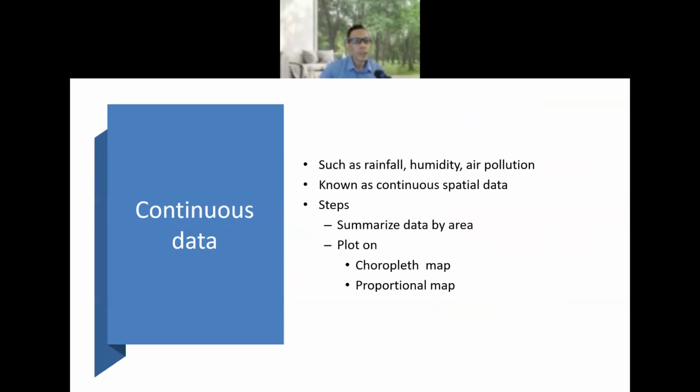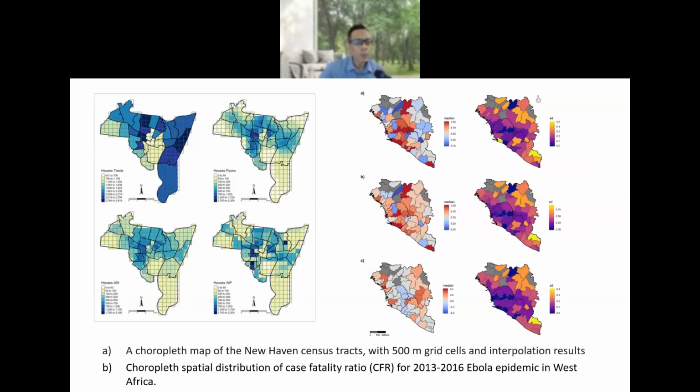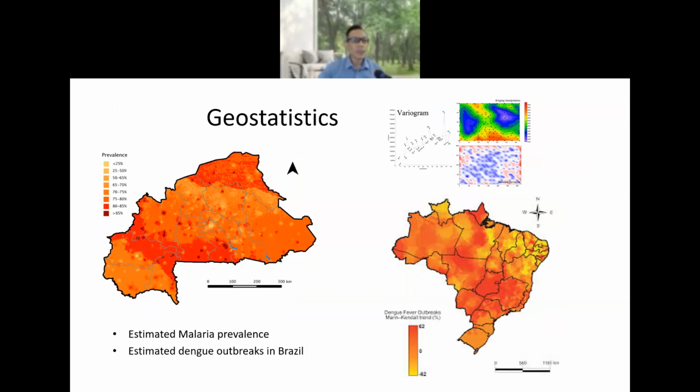Okay, this is not a continuous map. This one is a continuous map. This one is basically, again, a choropleth map. Right. So this is an example of a continuous map or raster map. This is estimated malaria prevalence. Malaria prevalence. Okay. Malaria prevalence. Estimated dengue outbreak in Brazil.